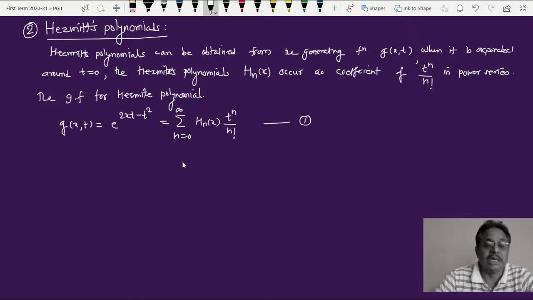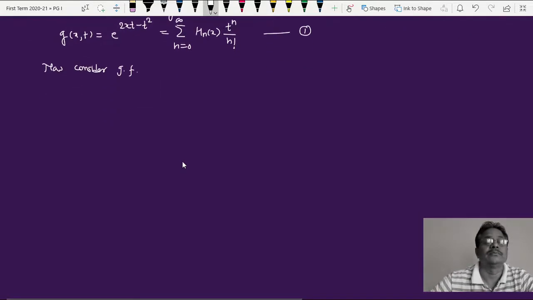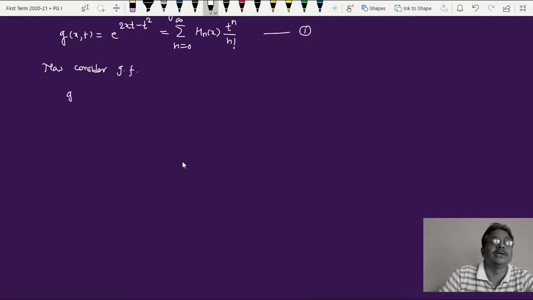This is our definition of Hermite polynomial using the generating function e raised to twice xt minus t square, where x and t are two different variables. Okay, now consider this generating function. Consider the generating function as I am given: g of x, t is equal to e raised to twice xt minus t square.